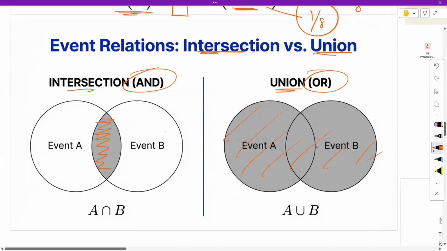Event A or B, right? This is A and B. This area is A only, this area is B only, and this is A and B, the common area. Union means the total: A only plus B only plus the common area.